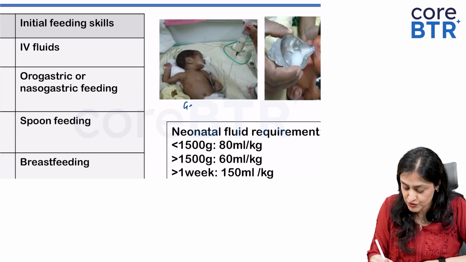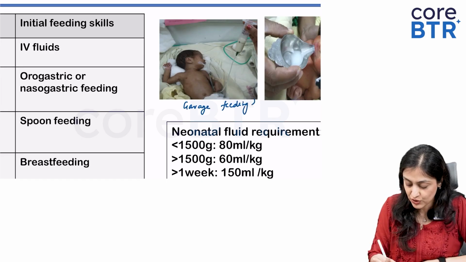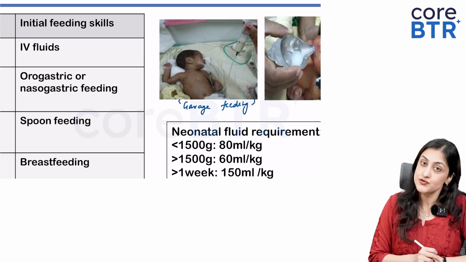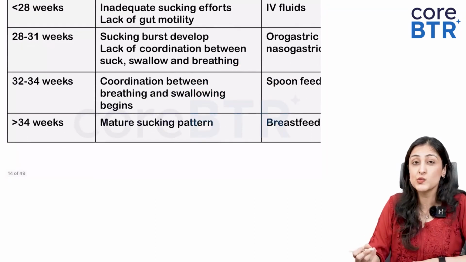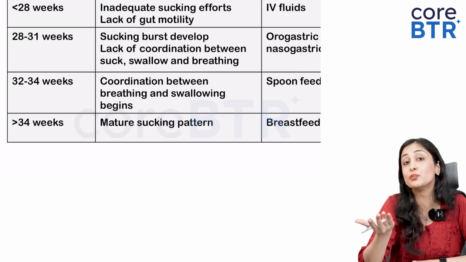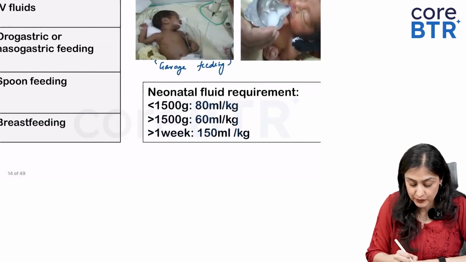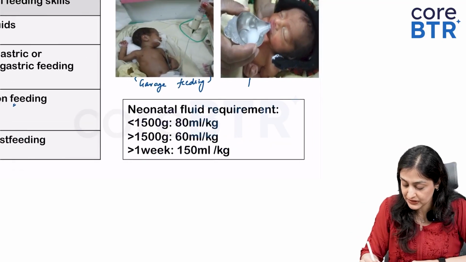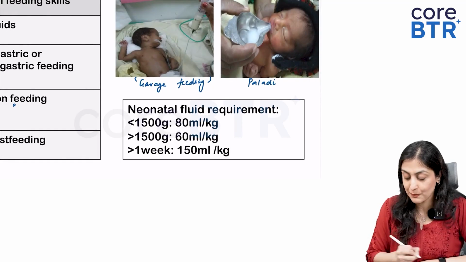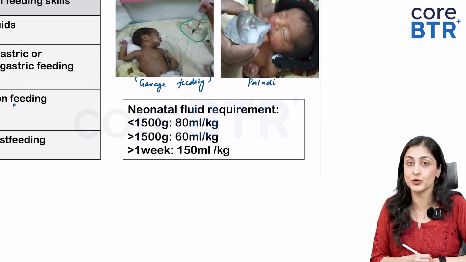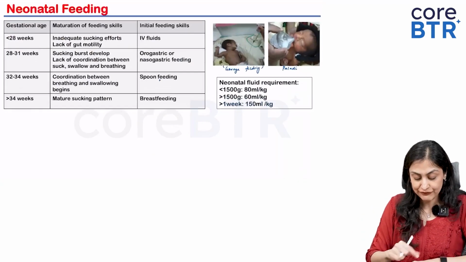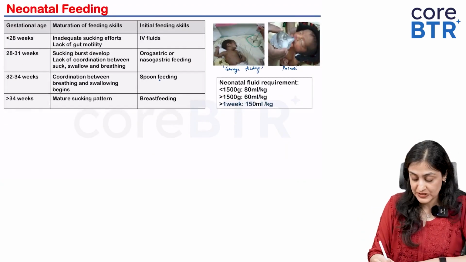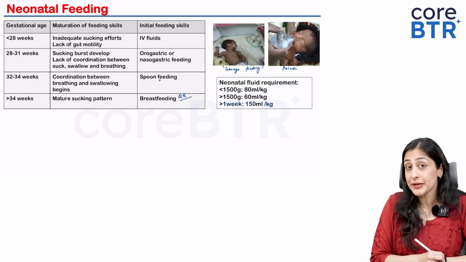So this is a tube which is called as gavage feeding, right? So gavage is nothing but orogastric or nasogastric feeding. So that's 28 to 32. 32 to 34, now the mouth is working but just not mature enough to breastfeed. So that's why you can feed with spoon, or what we use in India, this is called paladi, right? So paladi feeding or spoon feeding, you can do. There are these feeding cups also nowadays, so that can be used. And if the baby is more than 34, breastfeeding, very, very important, okay.